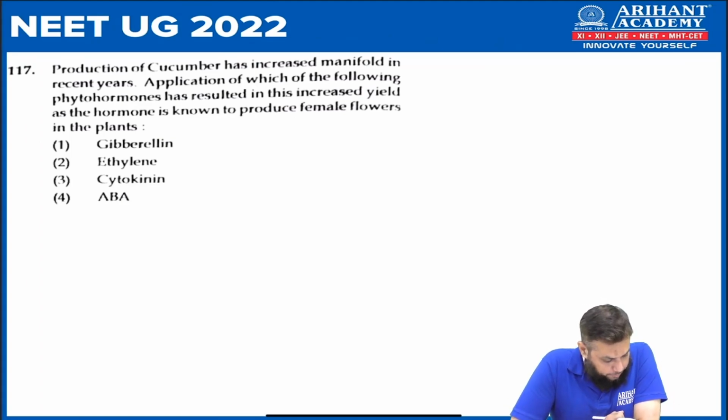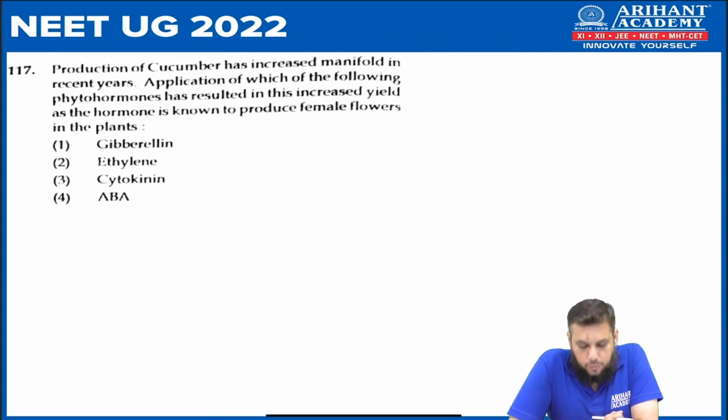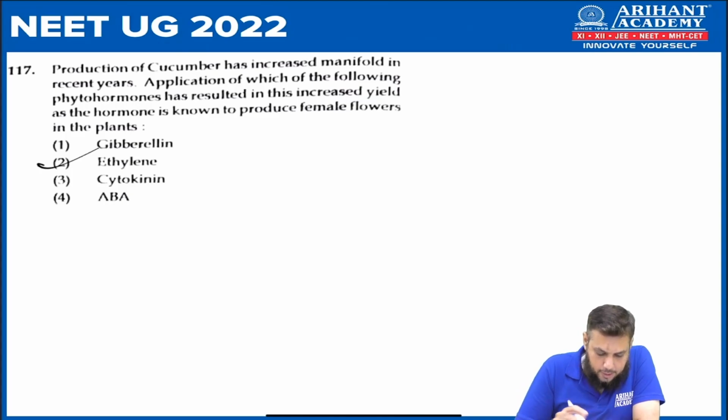117. Once again, the question is from the chapter plant growth and development. Production of cucumber has increased manifold, that is, yield has increased by multiple times in recent years. Application of which of the following phytohormones has resulted in this increased yield, as the hormone is known to produce female flowers in the plants? Exact line from the NCERT we have over there, and the answer is ethylene.